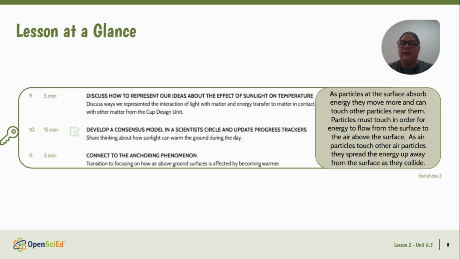What we're really trying to come to consensus on here is that as particles at the surface absorb that energy, they're moving more and can touch other particles near them, like the air particles that are right above the surface. Particles have to touch in order for energy to flow from the surface to that air above. And as the air particles touch other air particles, they might be able to spread that energy up and away from the surface as they collide as well.